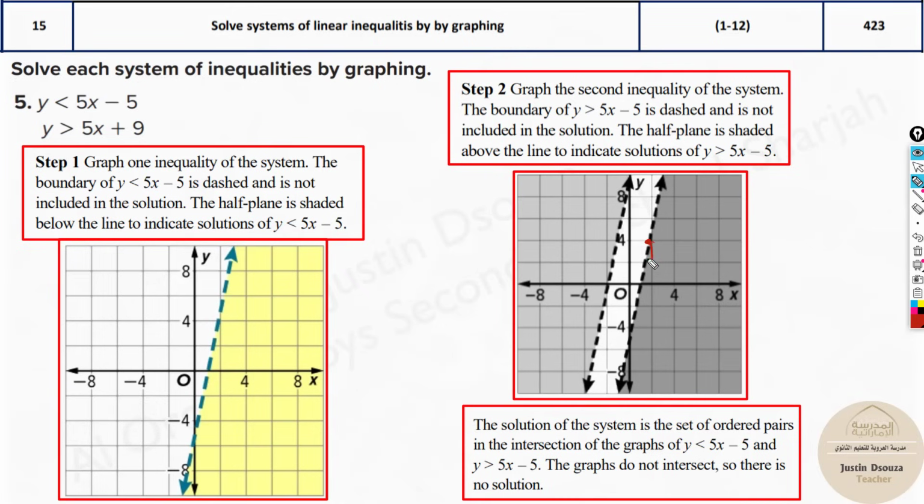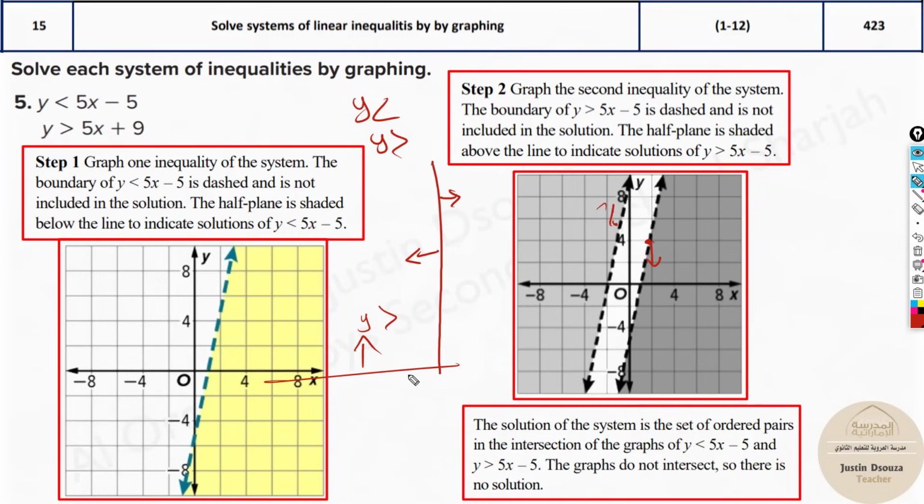This one you can easily tell it's down, it's up. But what if it's a straight line? There is no down and up. It's a vertical line. Then if x is less than, you take the left side, and x is greater than, you take the right side. Just remember this.